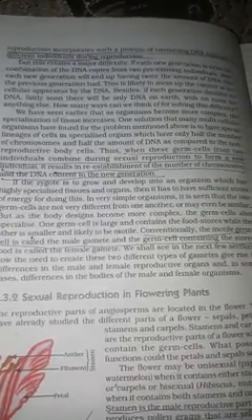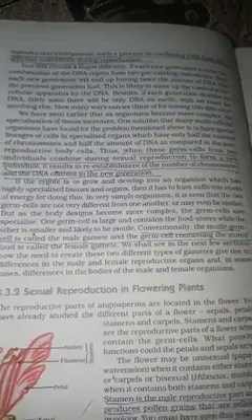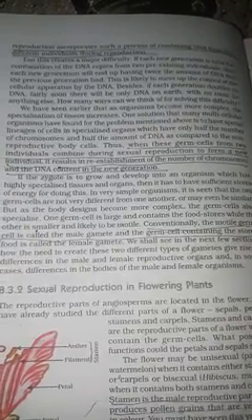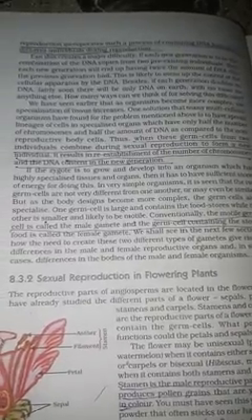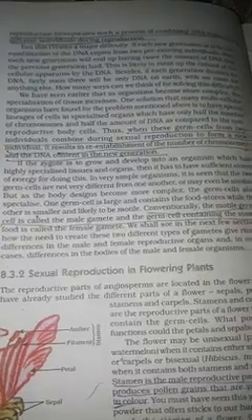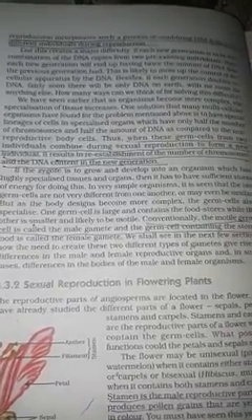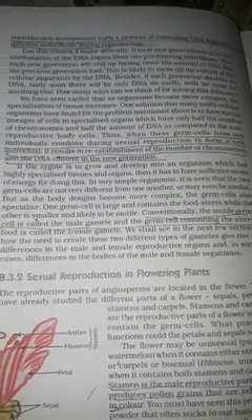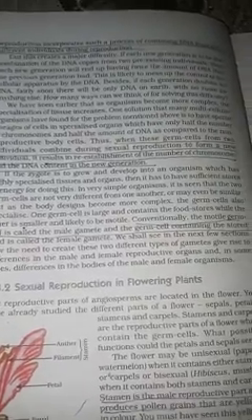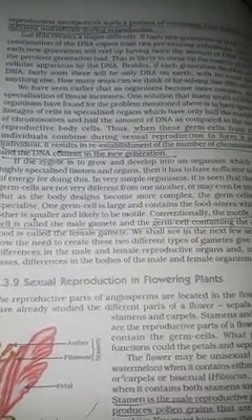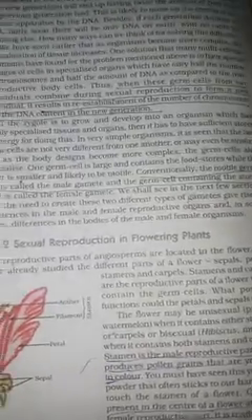The zygote has 46 chromosomes, and it will later divide and make the embryo, and the embryo will make new offspring after getting matured, over different periods of time. So this is followed in the sexual mode of reproduction to maintain the chromosome number in every generation, and this re-establishment of the chromosome number is done from one generation to another. Now what we have to study today is sexual reproduction in flowering plants.